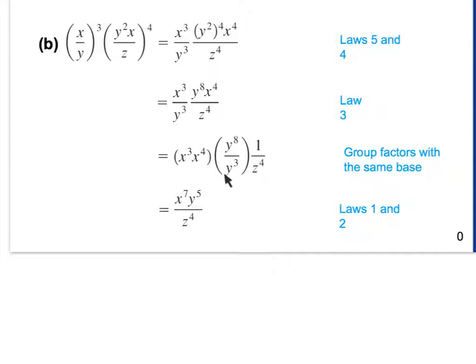So what we're doing here is rearranging things so all the x's are grouped, the y's are grouped, and the z's are grouped. Then we can use our laws 1 and 2 of exponents to say x cubed times x to the 4th is x to the 7th, y to the 8th over y cubed is y to the 5th, and 1 over z to the 4th is just 1 over z to the 4th. So there's our answer in simplified form.